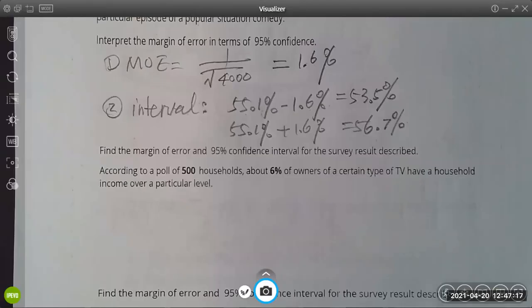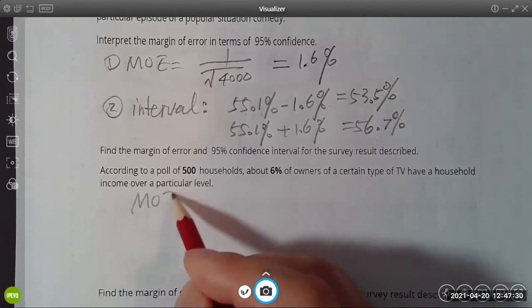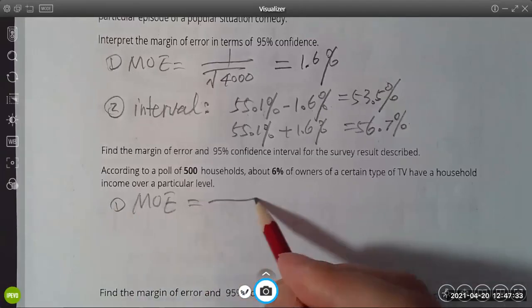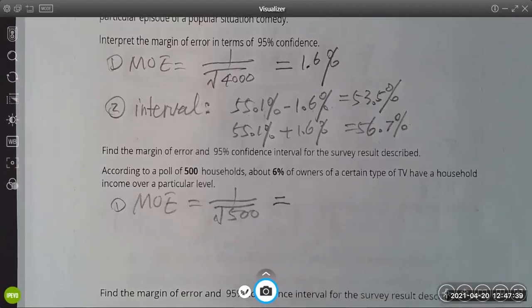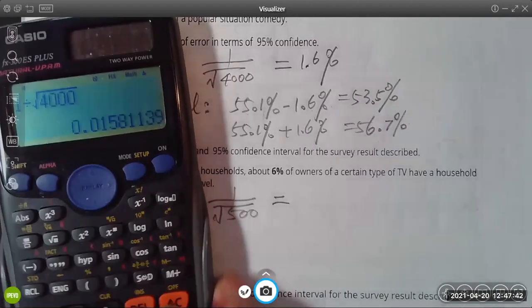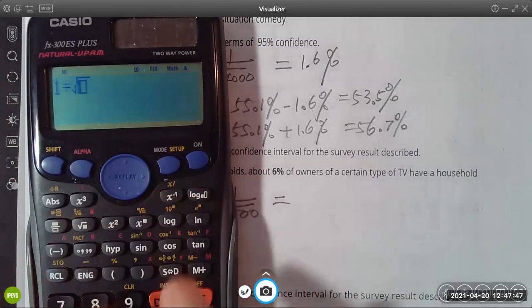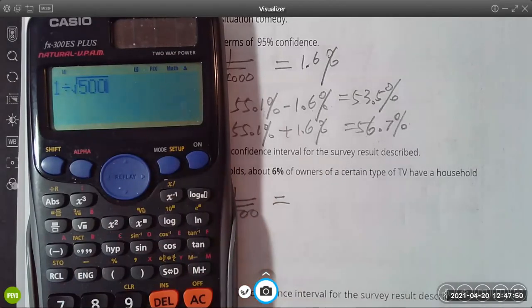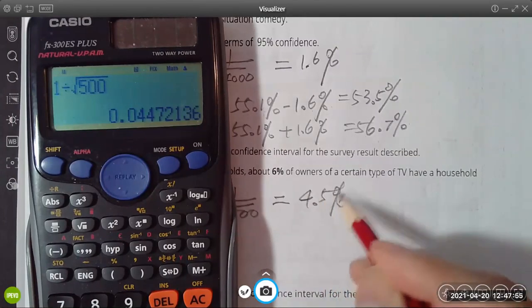Okay, next one. Find the margin of error and 95% confidence interval for the survey result described below. We don't need to interpret that. So margin of error equals 1 over the square root of 500, because I only surveyed 500 people. By this point, I guess most of you already realize they're all the same, all of these problems. Divided by the square root of 500, we get 4.5%. Make sure you do rounding correctly.